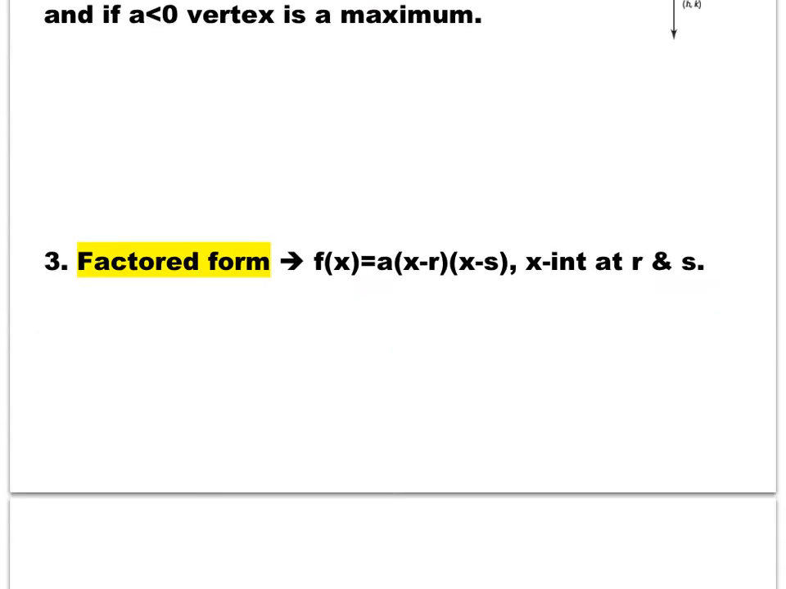The last form of a quadratic equation is what we call factored form or x-intercept form, which is again f of x is equal to a times x minus r times x minus s, where r, s, and a are real numbers and a cannot be equal to 0, because then f of x is equal to 0, which is not a quadratic anymore. Now, r and s are the x-intercepts or the zeros of the quadratic.